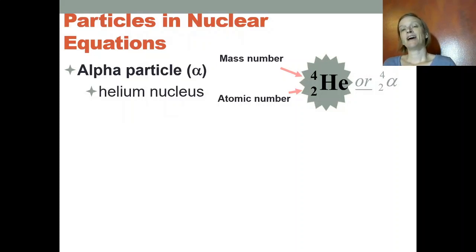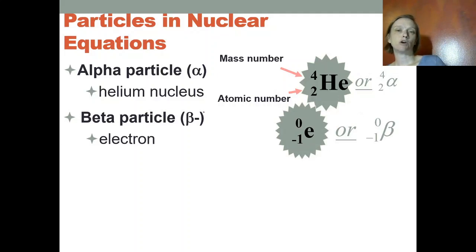We need to define some particles that we're going to see in nuclear equations. The first particle you need to know about is the alpha particle. It's a helium nucleus, and so sometimes it's written with the symbol helium, with a mass of 4 and an atomic number of 2. However, we can also write it with the Greek letter alpha, again with a mass of 4 and an atomic number of 2.